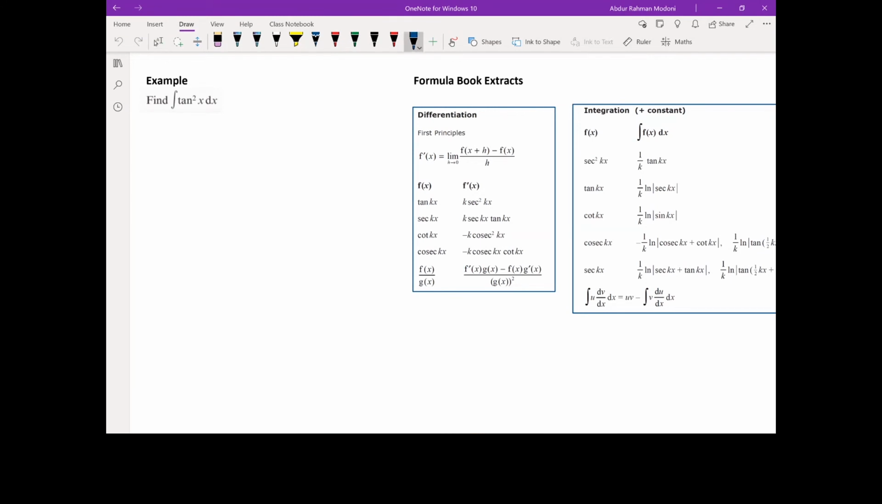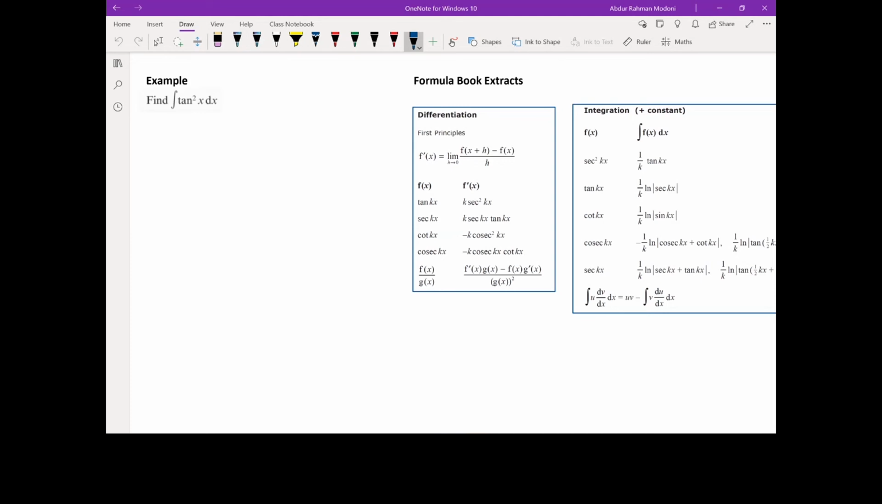Now, if we look at our formula book extract on the right hand side, I'm trying to look for tan squared. Is tan squared appearing anywhere? I can't really see tan squared anywhere whatsoever. So it's going to be difficult for me to integrate that using a standard result. As such, I'm going to use identities to get it into a trig function that I can then integrate.